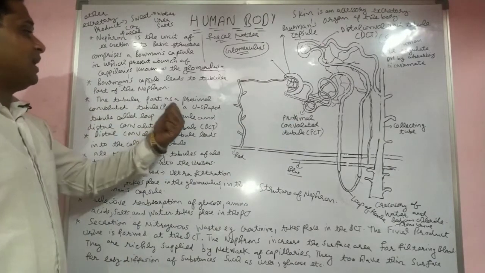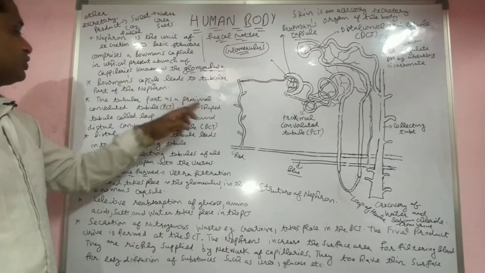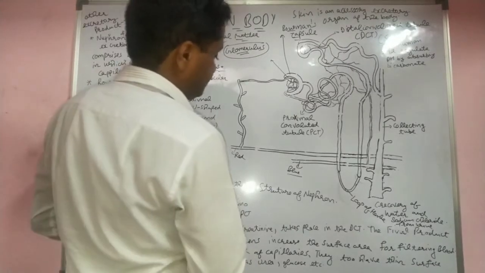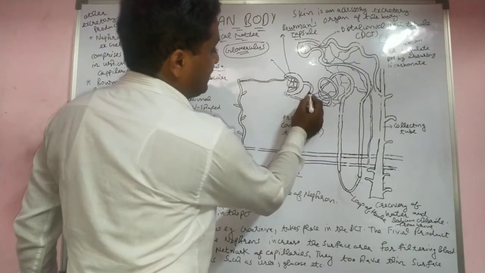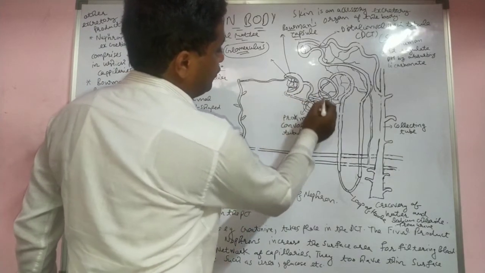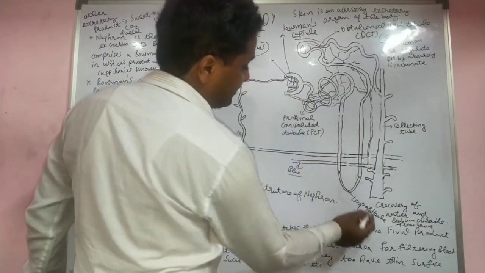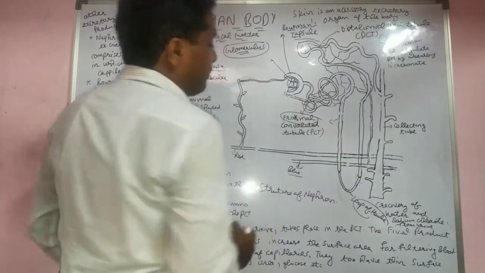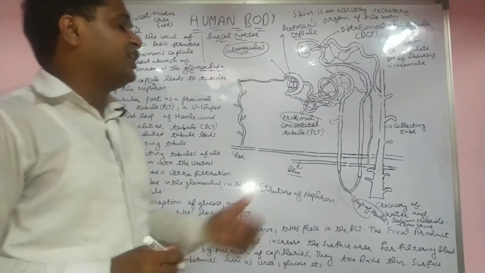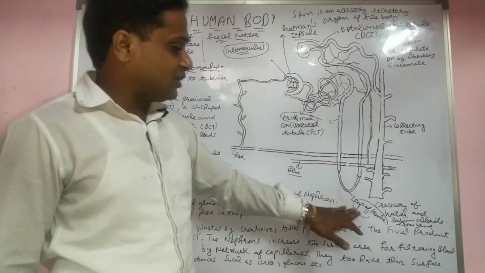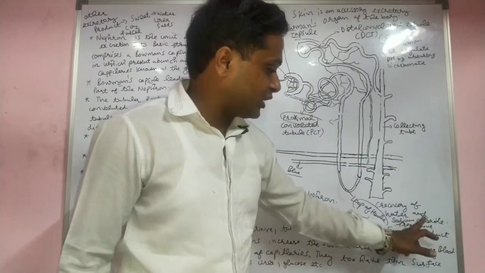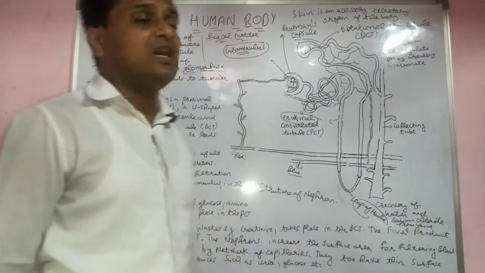The tubular part is the proximal convoluted tubule. This part goes from the Bowman capsule, from here to here, and then this is called the loop of Henle, and this first part is called the proximal convoluted tubule. After that, what is the function of the loop of Henle? Recovery of water and sodium chloride from the urine.